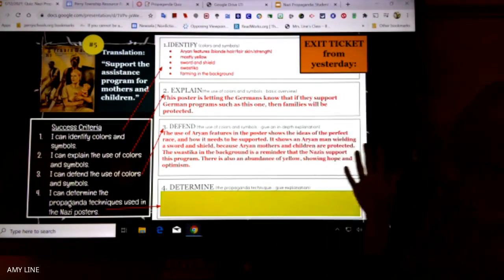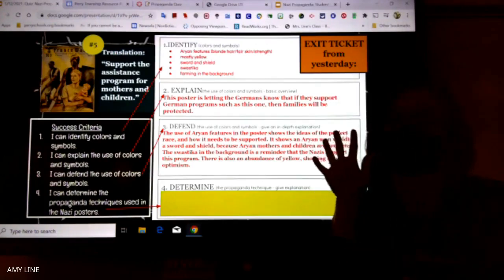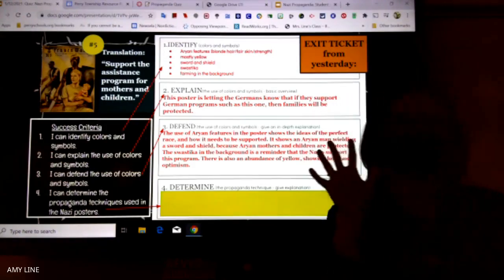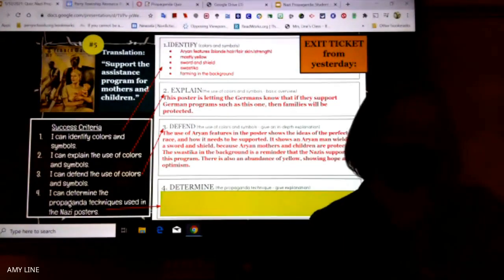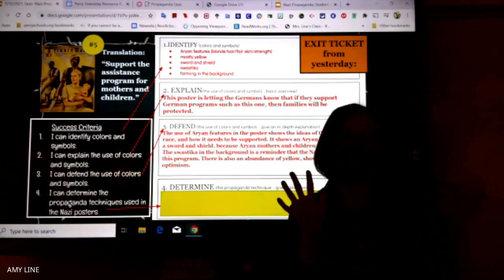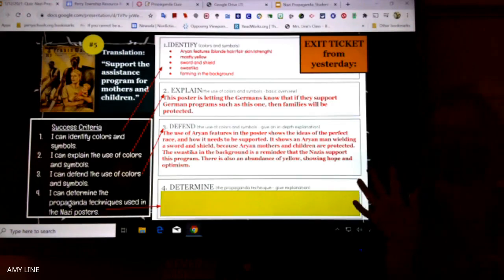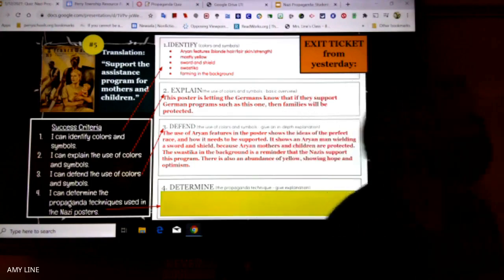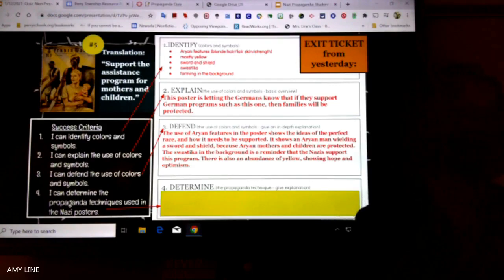Only 2 of the 9 of you. Oh, goodness. If you think it is plain folks, raise your hand. Okay. If you think it is glittering generalities, raise your hand. Okay. If you think it is a testimonial, raise your hand. If you think it is transfer, raise your hand. We're getting to the end here, people. If you think it is name calling, raise your hand. If you think it is bandwagon, raise your hand.